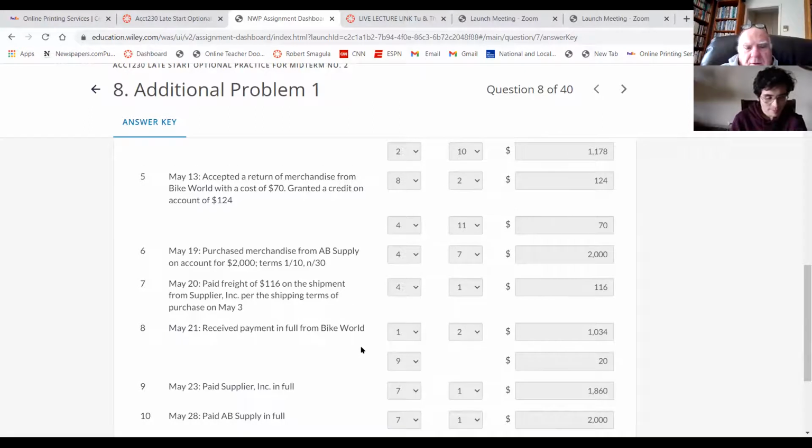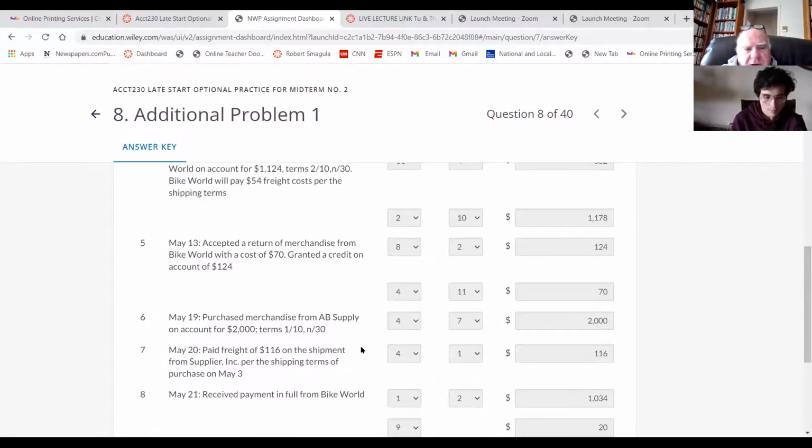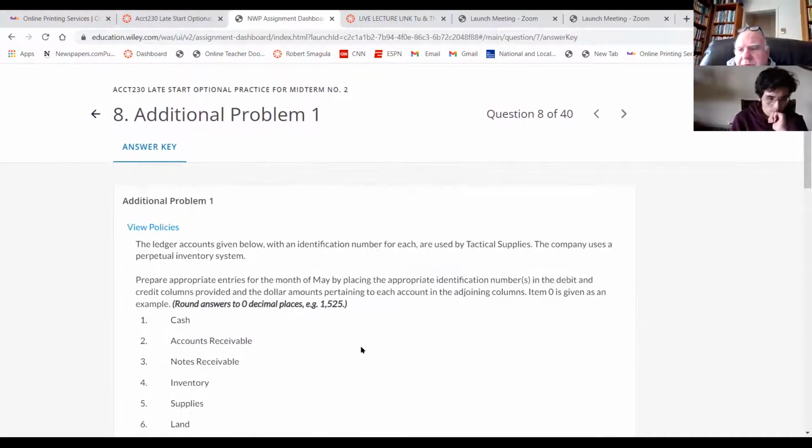So anyway, when you get to this problem on your practice test, go over it, get familiar with it.